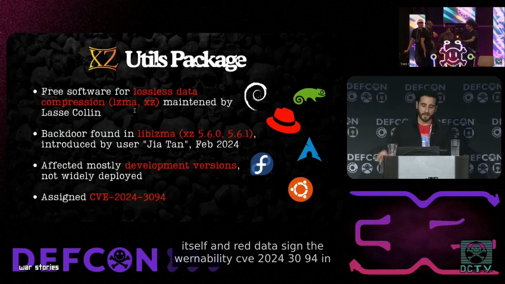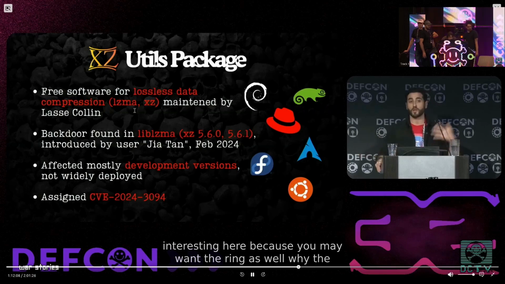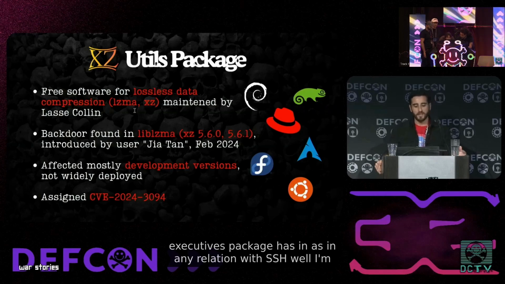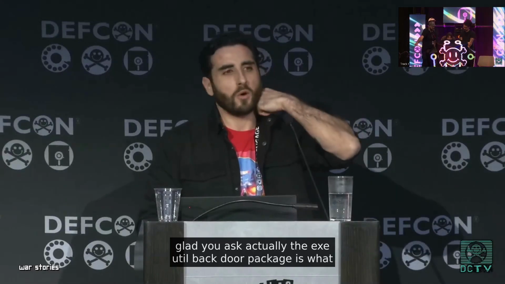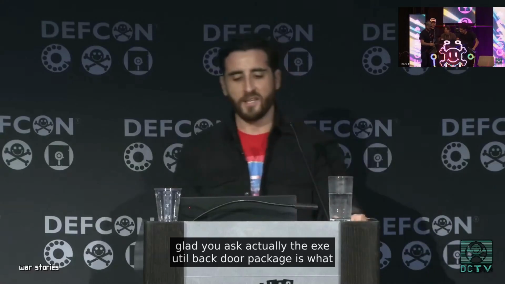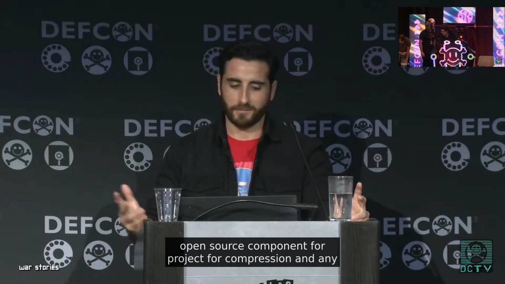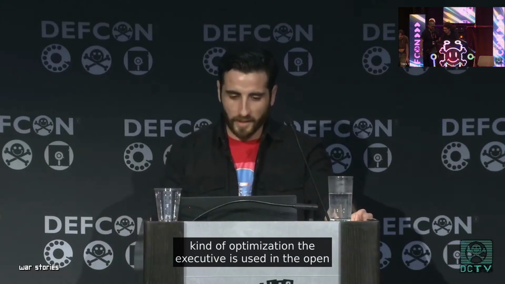The package and the backdoor affected mostly development versions, so it was not widely deployed when Andres found the backdoor itself. And Red Hat assigned the vulnerability CVE-2024-3094. There is something interesting here, because you may be wondering why the XZ Utils package has any relation with SSH. Well, I'm glad you asked.